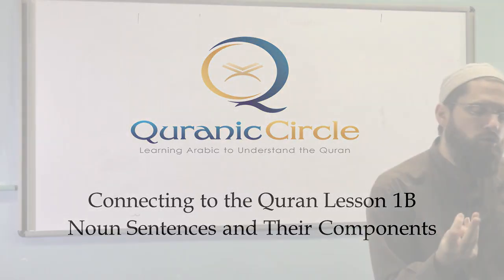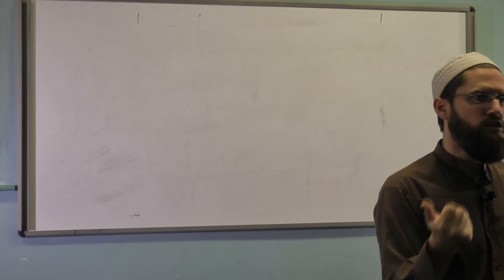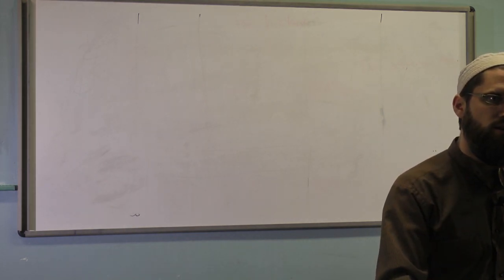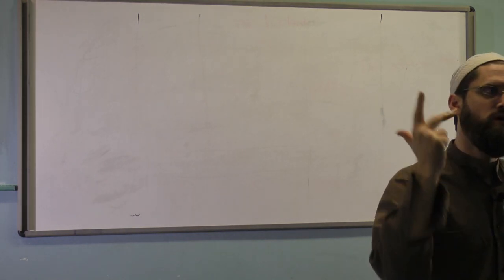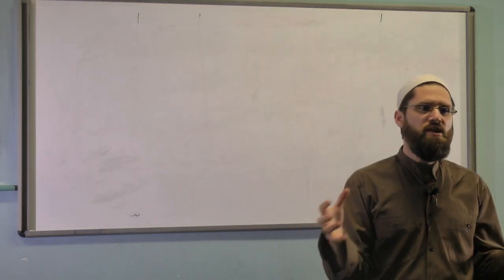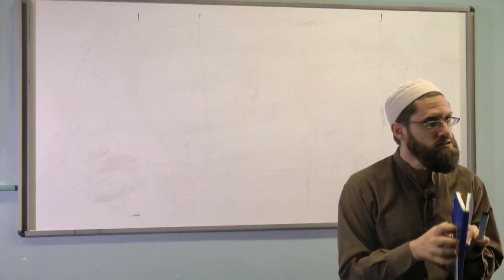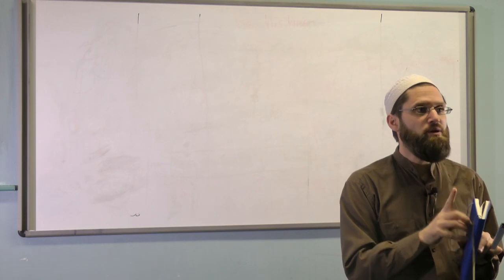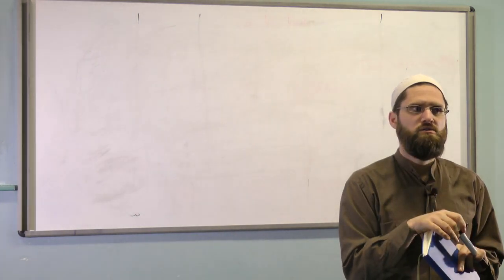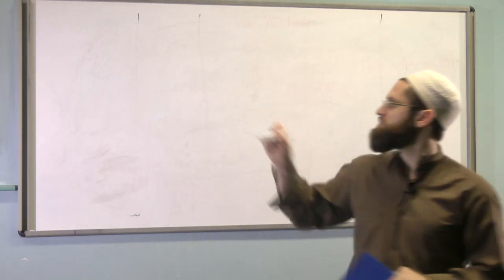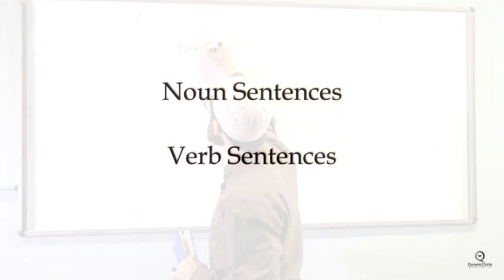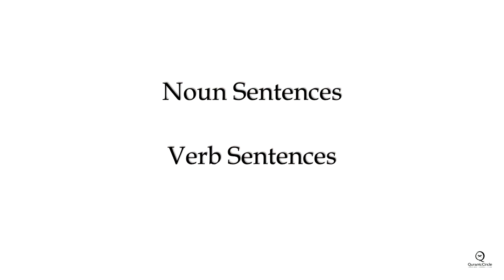We've looked at the components of an Arabic sentence, haven't we? There are three. What are they? Nouns, verbs, particles. And so now we've been exposed to some Arabic words. Now the next thing is, when these words come together, they create what? Sentences. But in Arabic, we've got two types of sentence. What are they? Noun sentences and, go on Shaheen, verb sentences.